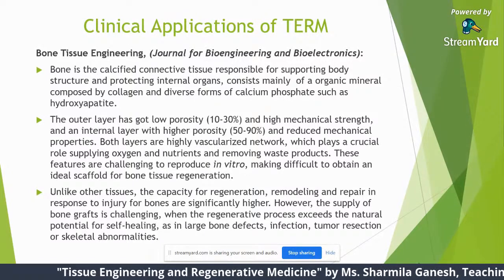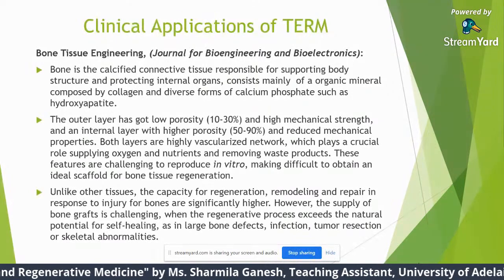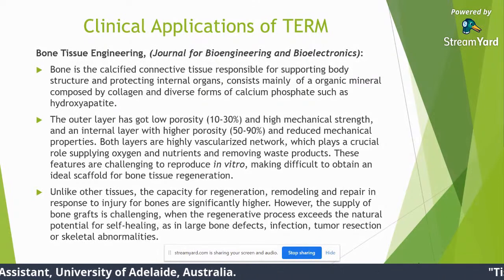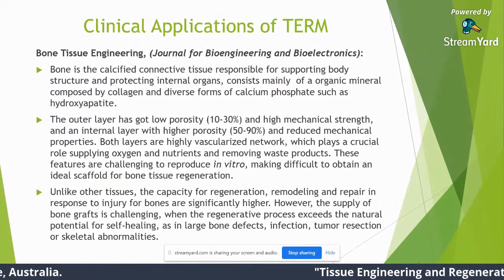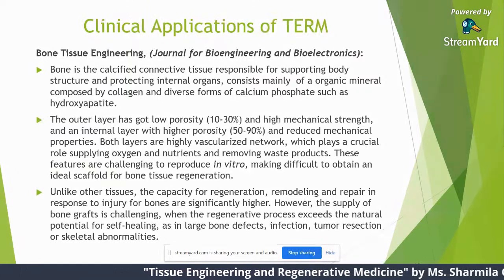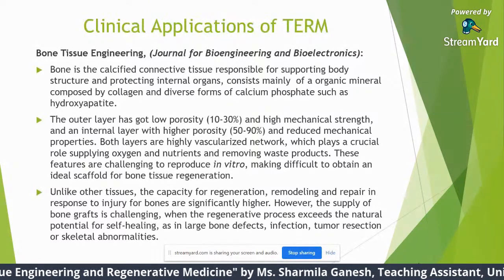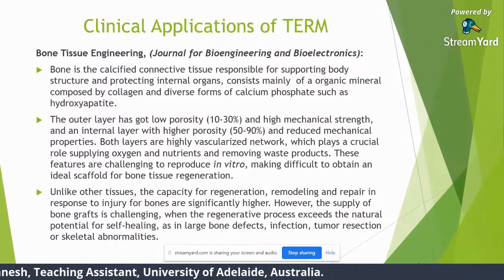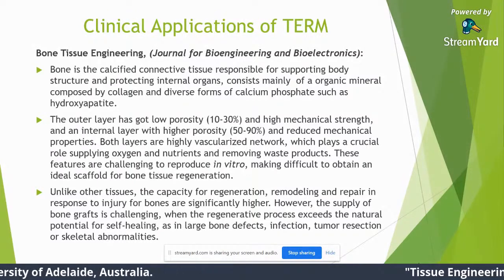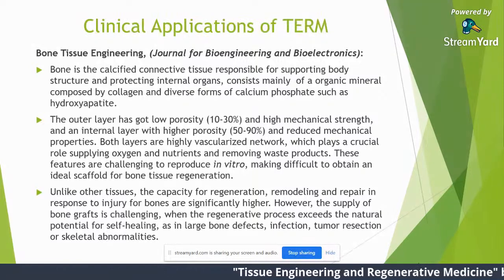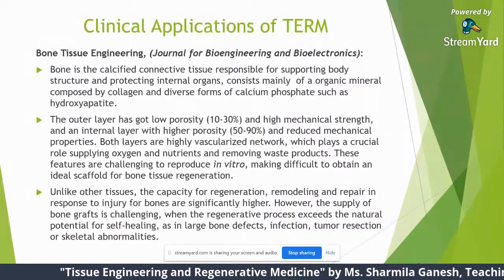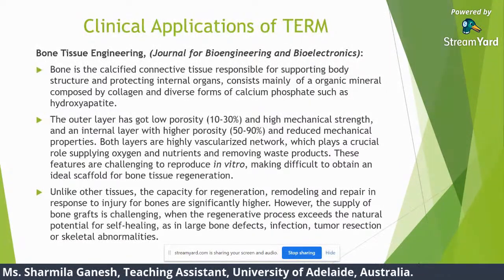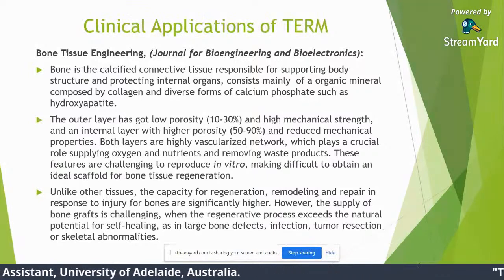Bone is a calcified connective tissue, as everyone knows, and it's made up of organic material composed of collagen and diverse forms of calcium phosphate such as hydroxyapatite. The outer layer has a low porosity of 10 to 30%, and it has a high mechanical strength. The internal layer has a high porosity of 50 to 90% and reduced mechanical properties. Both layers are highly vascularized networks, which play a crucial role in supplying oxygen, nutrients, and removing waste products. These features are really challenging to reproduce in vitro, making it difficult to obtain an ideal scaffold for bone tissue regeneration.